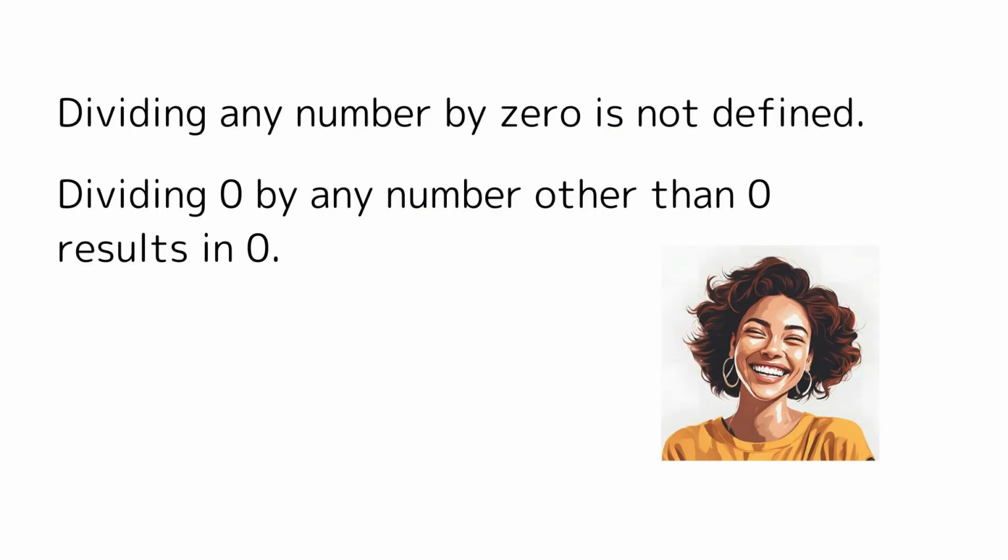In summary, here it is. Dividing any number by 0 is not defined. Dividing 0 by any number other than 0 results in 0.